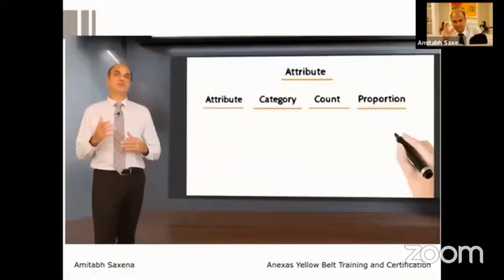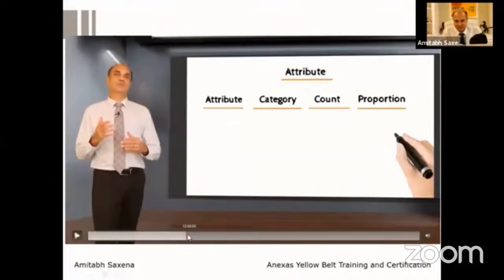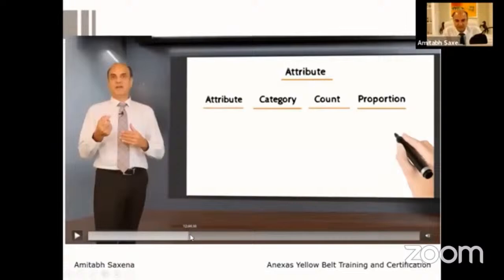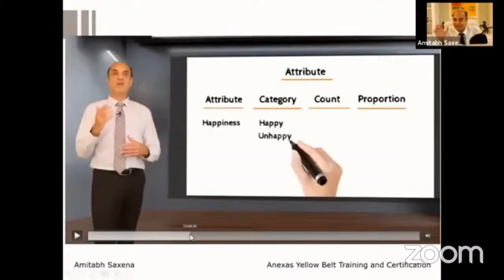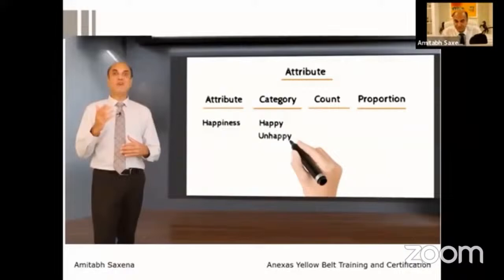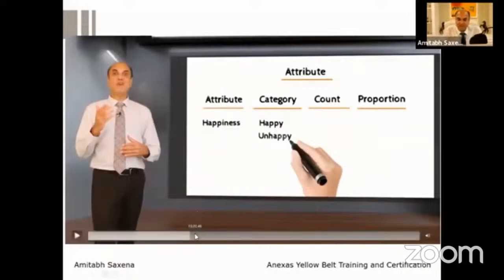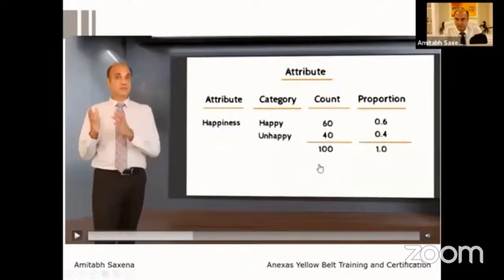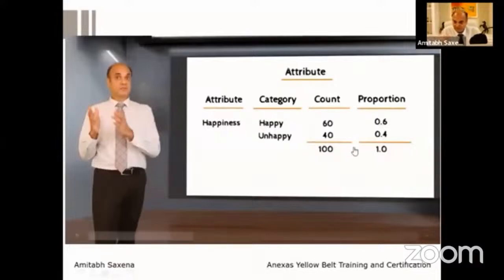If you are confused about creating categories, the simplest way is the presence or absence of that attribute which you are trying to measure. Suppose I'm taking an example of happiness. If I want to measure happiness, presence or absence of happiness means happy or unhappy. Then I want to measure the happiness in my company's employees. I collected data of 100 employees, 60 were happy, 40 were unhappy.